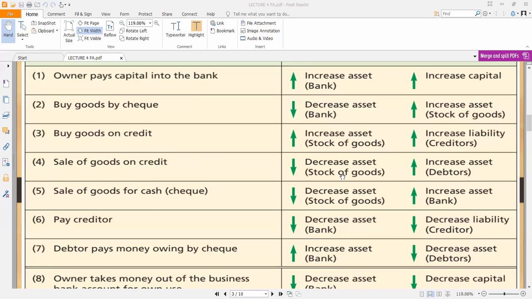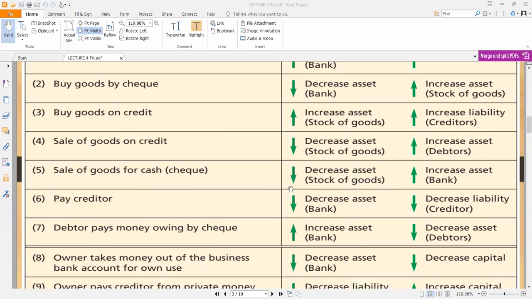And an increase was done in terms of what, the asset, meaning the debtor. Now pay creditors. Later the payment was done to the creditors, and we saw the money reducing. Then there was a decrease in liability, meaning the amount that was supposed to be paid out, our credit, reduced.